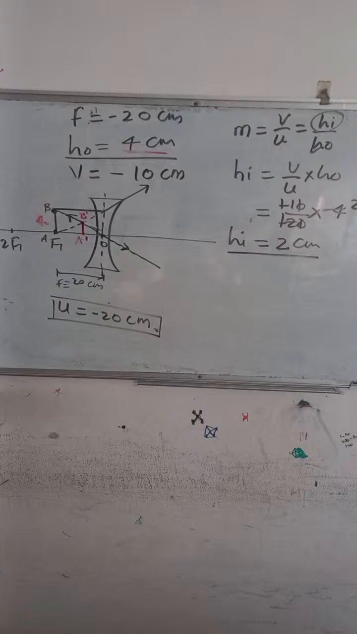from its optical center, full stop. Use the lens formula to determine the distance of the object from the lens and the size of the image formed. Full stop.